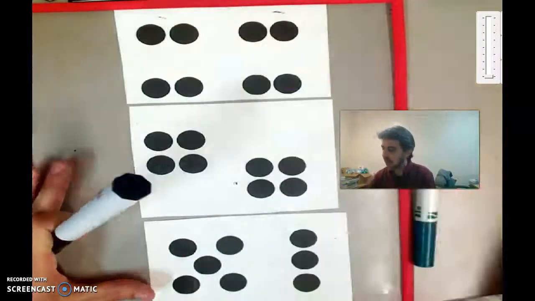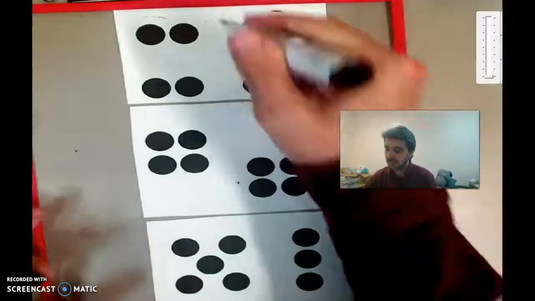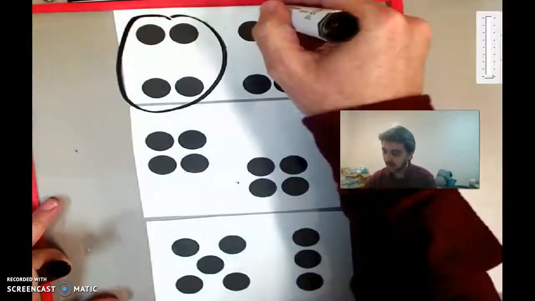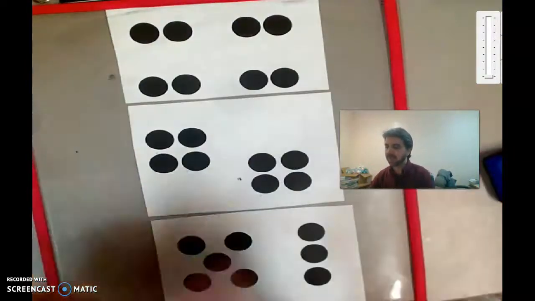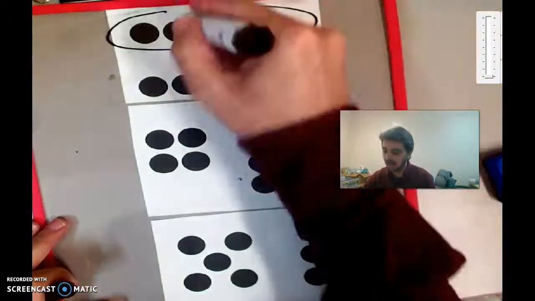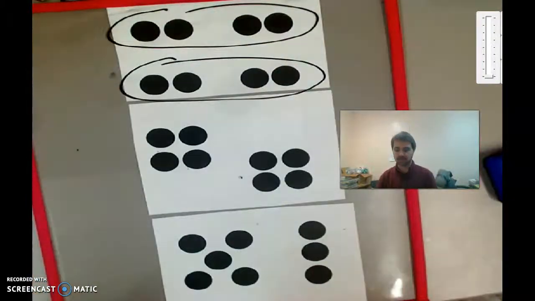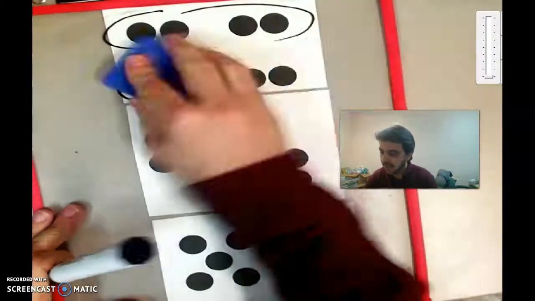It's possible you saw it, did anybody see it like this? 4 and 4 makes 8, like that. Or maybe you even saw it like this, 4 and 4 makes 8. All right, lots of different ways.